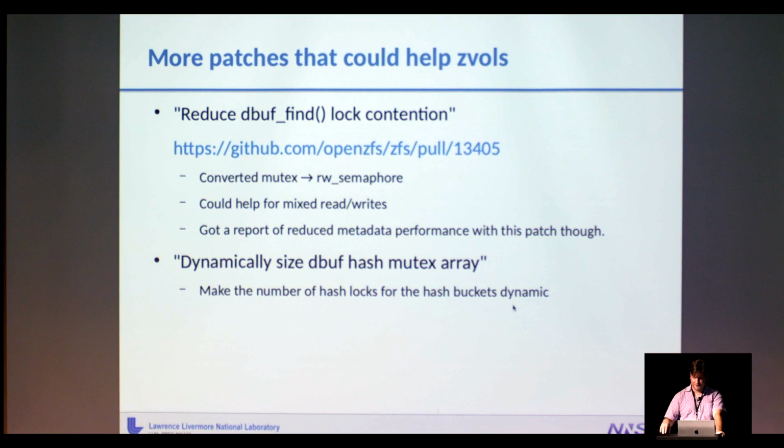And then the other commit I want to mention is this dynamically sized dbuf hash mutex array. I did talk about this earlier. This is the commit that makes the number of locks dynamic. So you go from the 8,000 hard-coded locks to 1 lock per 128 buckets.